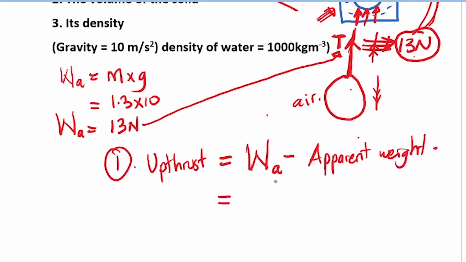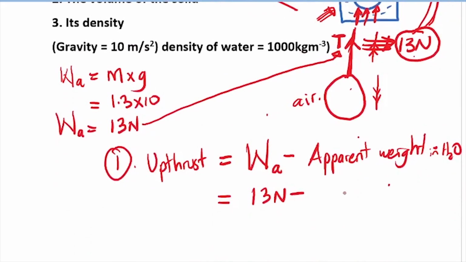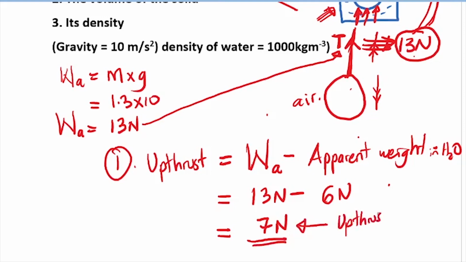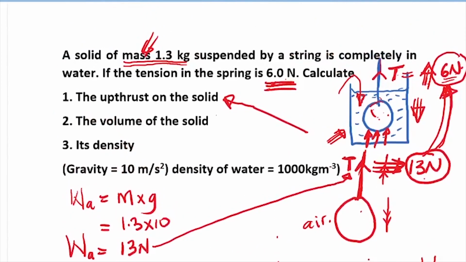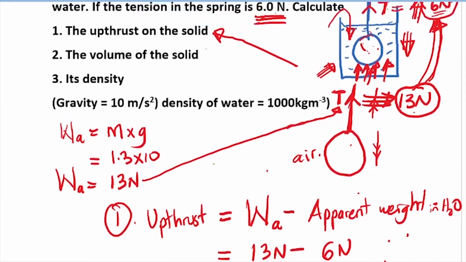So this is going to be equal to the weight in air, which is definitely 13 newtons, minus its apparent weight in water. Its apparent weight in water here is 6 newtons. So 13 minus 6 is going to give us 7 newtons. So this is the upthrust that is causing these 13 newtons to reduce to 6 newtons.